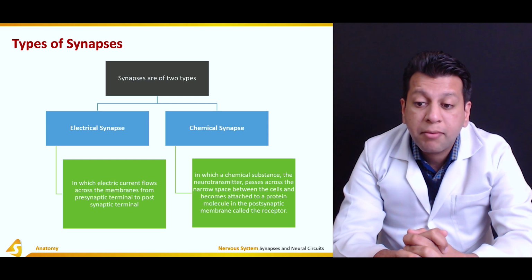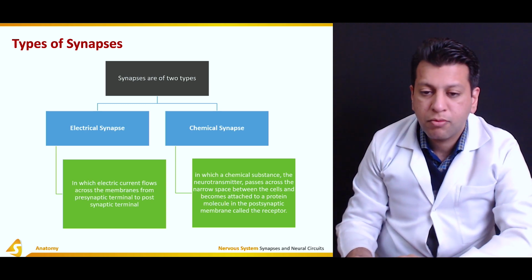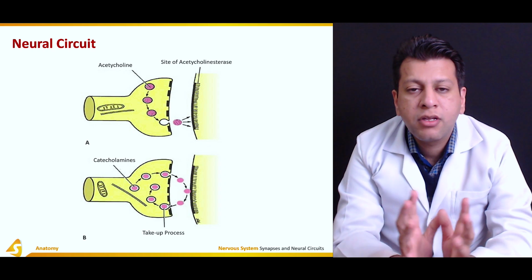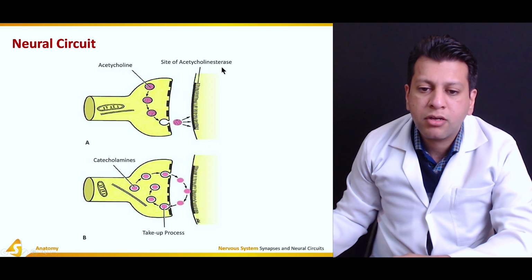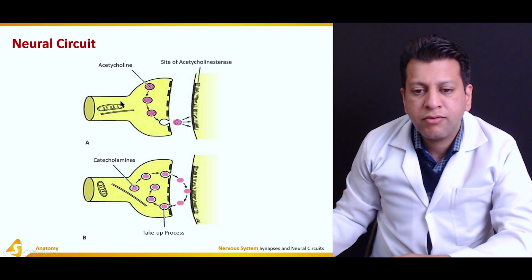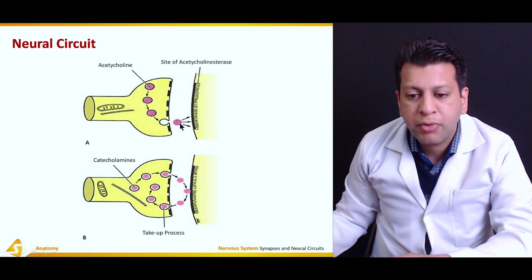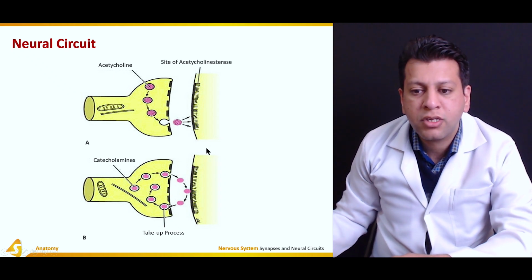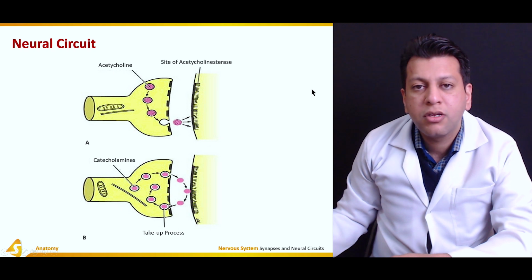In a chemical synapse, a chemical substance called a neurotransmitter passes across the narrow space between the cells and becomes attached to a protein molecule in the postsynaptic membrane called a receptor. Now this is a classical example of a chemical synapse. If you see over here, this is the presynaptic terminal, this is the postsynaptic terminal. Once the stimuli arrive, this results in the release of acetylcholine into the synaptic cleft. Once acetylcholine is released, it binds with the acetylcholine receptors over the postsynaptic terminal. Binding releases another cascade of things in the postsynaptic terminal, thereby the stimuli coming from the presynaptic terminal is transferred to the postsynaptic terminal.